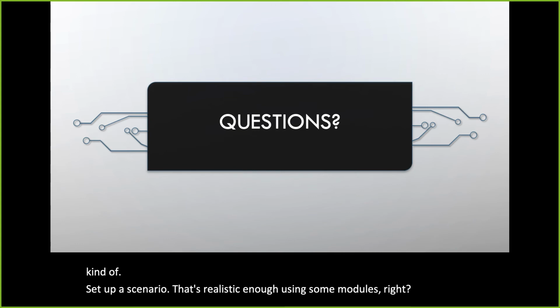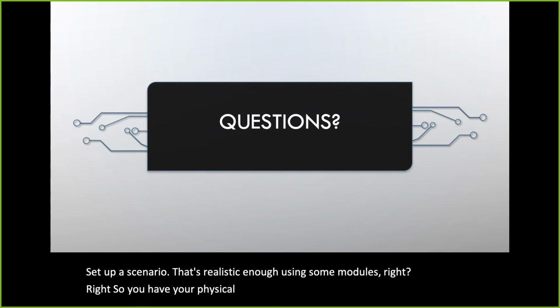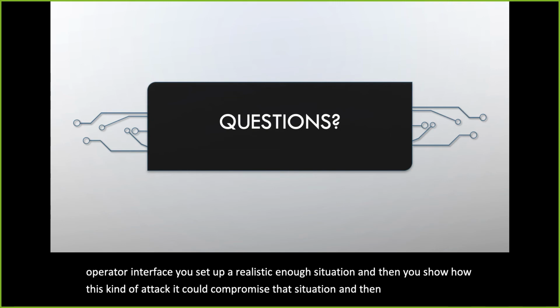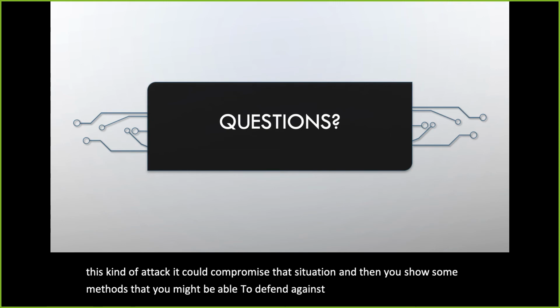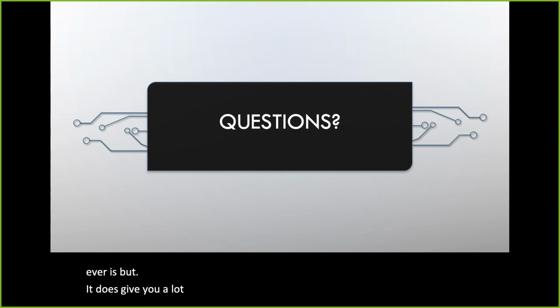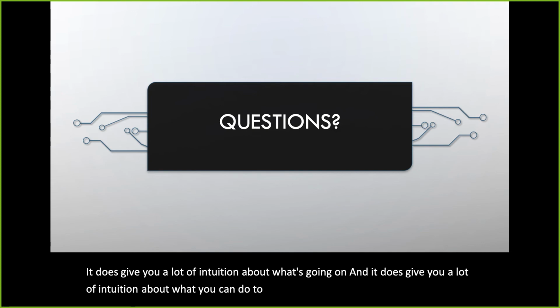Right. So you have your physical model, you have your control layer, you have your operator interface. You set up a realistic enough situation, and then you show how this kind of attack could compromise that situation. And then you show some methods that you might be able to defend against it. So it's not going to be a perfect one-to-one ratio to the real world. Modeling never or rarely ever is, but it does give you a lot of intuition about what's going on, and it does give you a lot of intuition about what you can do to stop it, I think.